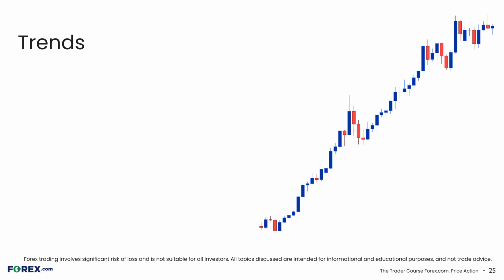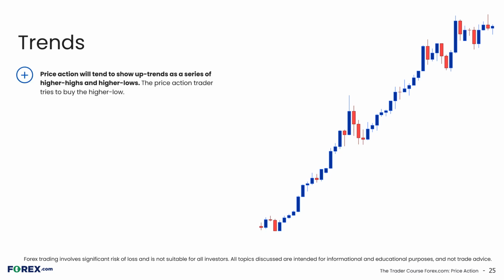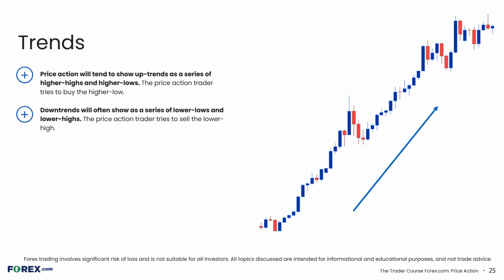In our section on technical analysis, we looked at a few different ways of grading trends with moving averages. But really, you don't need a moving average to notice a trend. Bullish trends will often display via price action as a series of higher highs and higher lows. Or conversely, for downtrends, that will often show via a series of lower lows and lower highs.